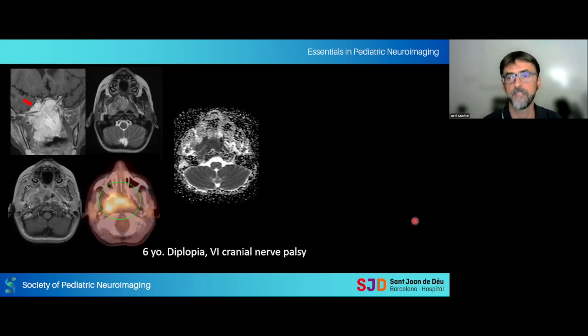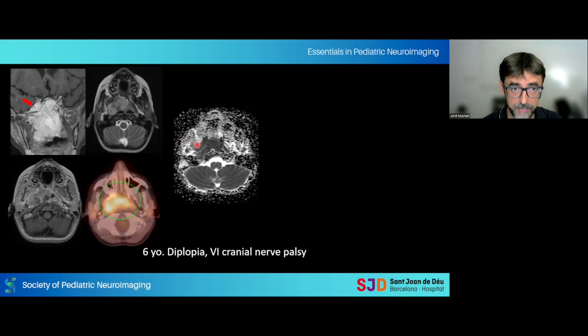If we move to the middle cranial fossa, this is an example of an aggressive solid lesion in a patient with diplopia and sixth cranial nerve palsy due to the invasion of the cavernous sinus and the sphenoid fissure. I don't have the CT, but you can see that the bone is completely destroyed here and this invasion extends towards the middle cranial fossa.